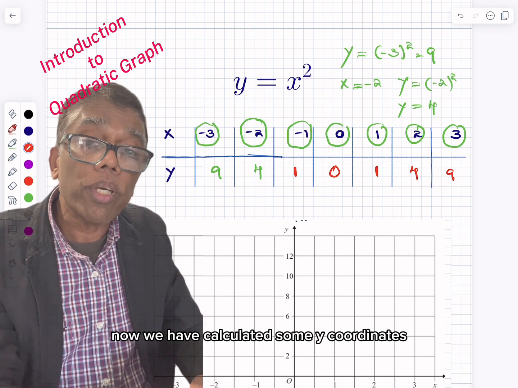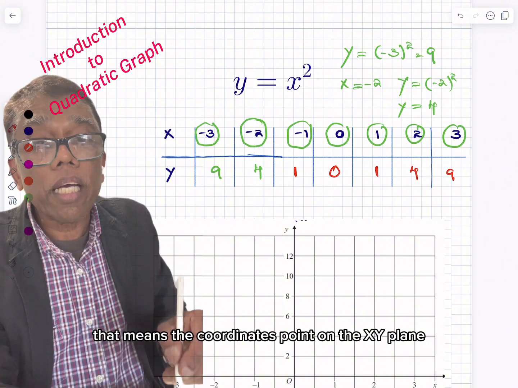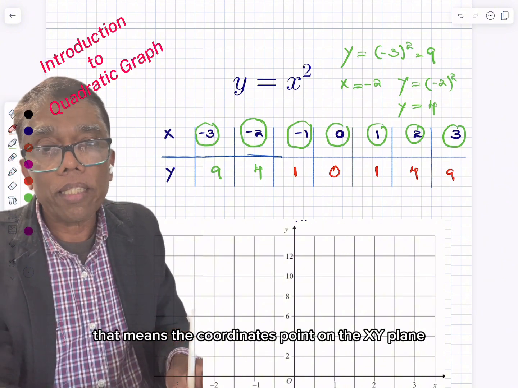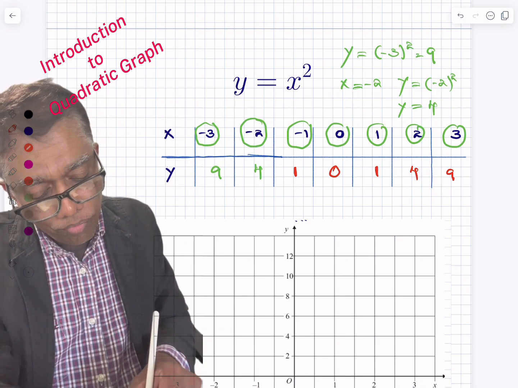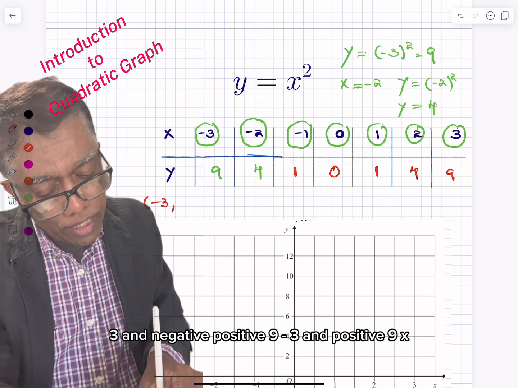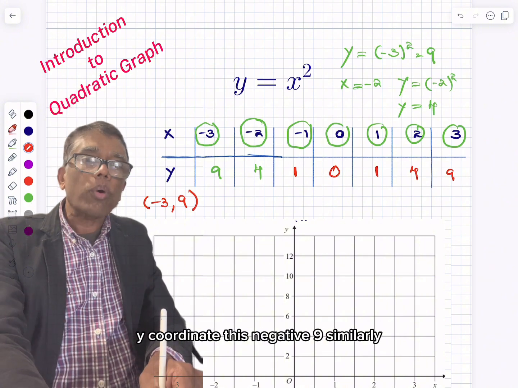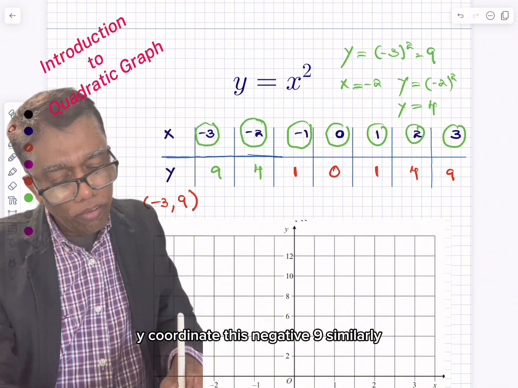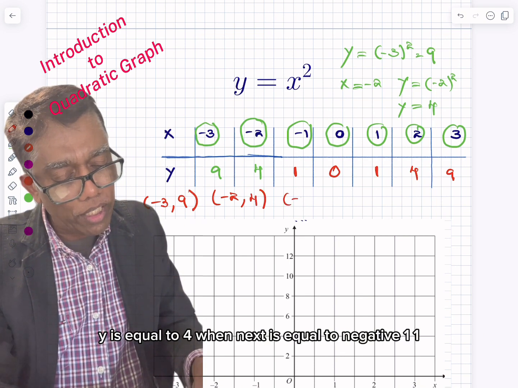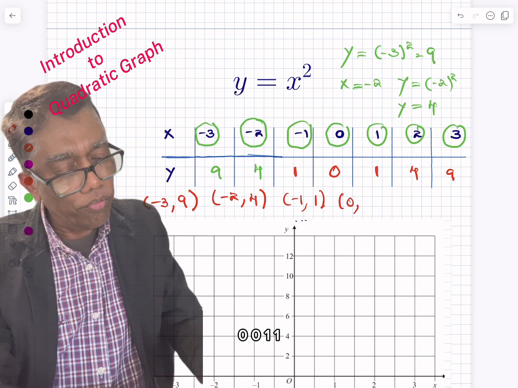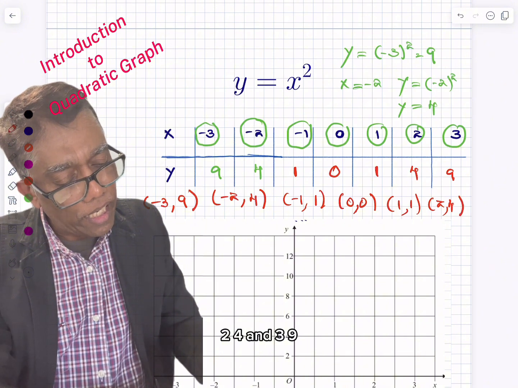Now we have calculated some y coordinates corresponding to the x coordinates. That means the coordinate points on the xy plane or the Cartesian plane are negative 3 and positive 9. When x is equal to negative 3, the y coordinate is 9. Similarly, when x is equal to negative 2, y is equal to 4. When x is equal to negative 1, 1; 0, 0; 1, 1; 2, 4; and 3, 9.